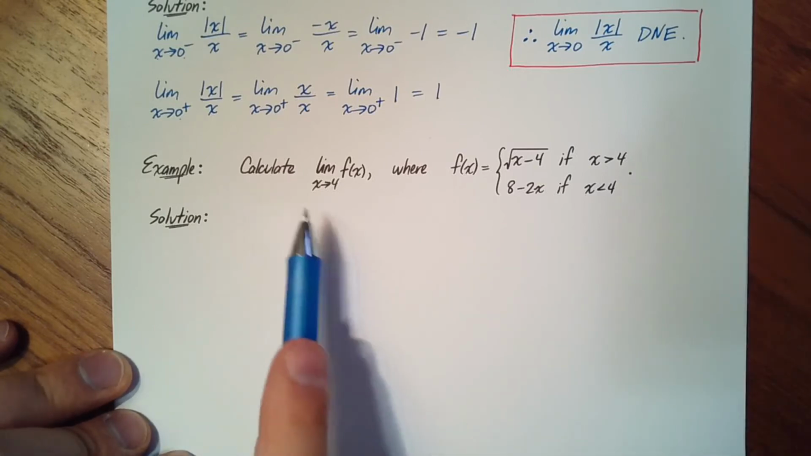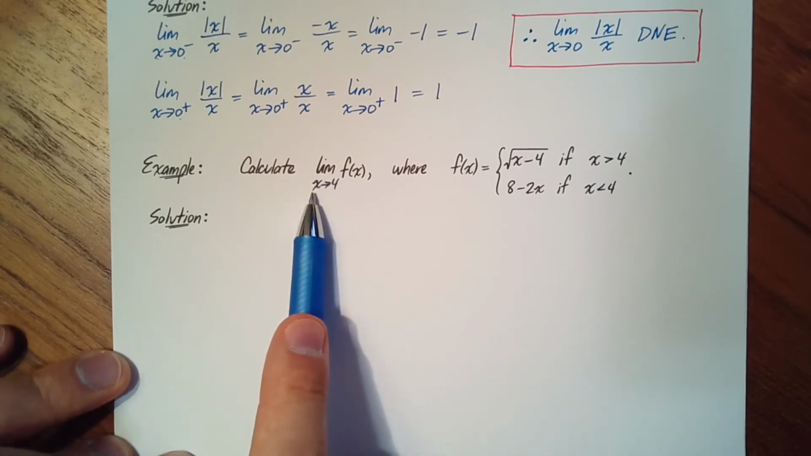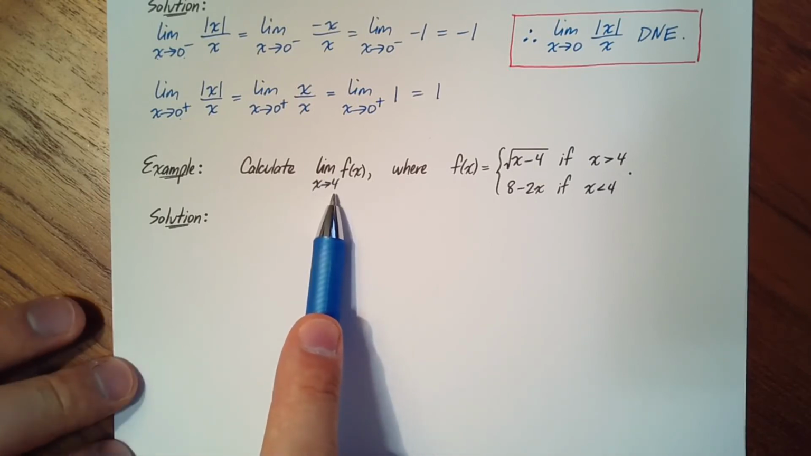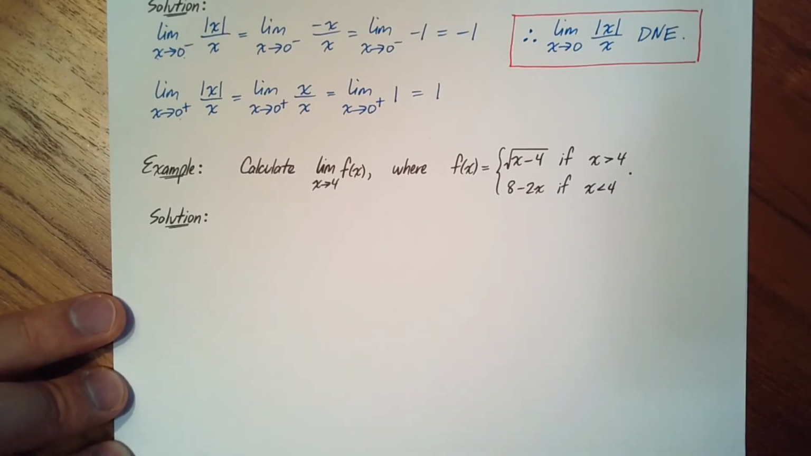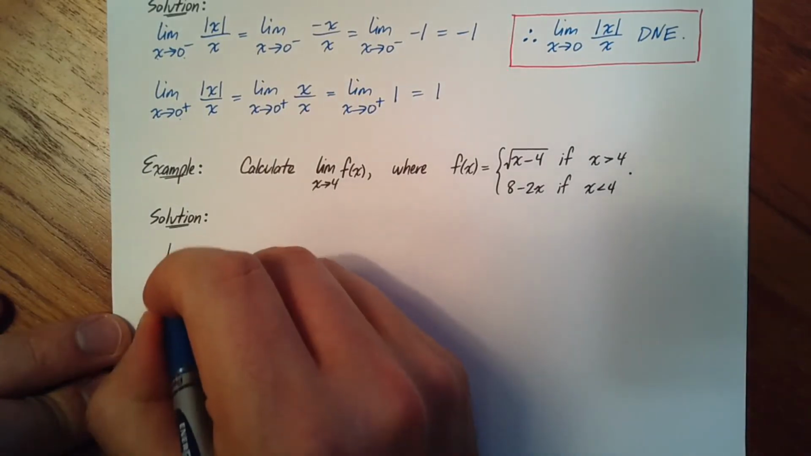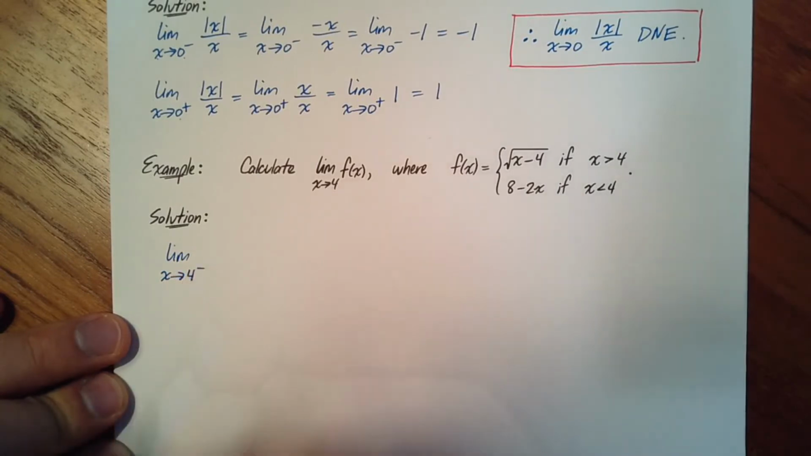But we can still take the limit as x gets close to 4, because remember, the limit doesn't care what happens when x actually gets to 4. You only care what happens when x gets close to 4. So without further ado, let's take the one-sided limits. We'll take the limit as x goes to 4 from the left.